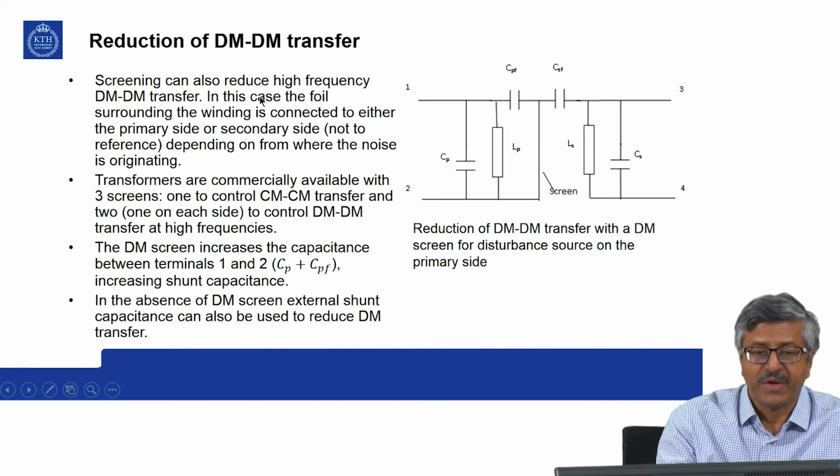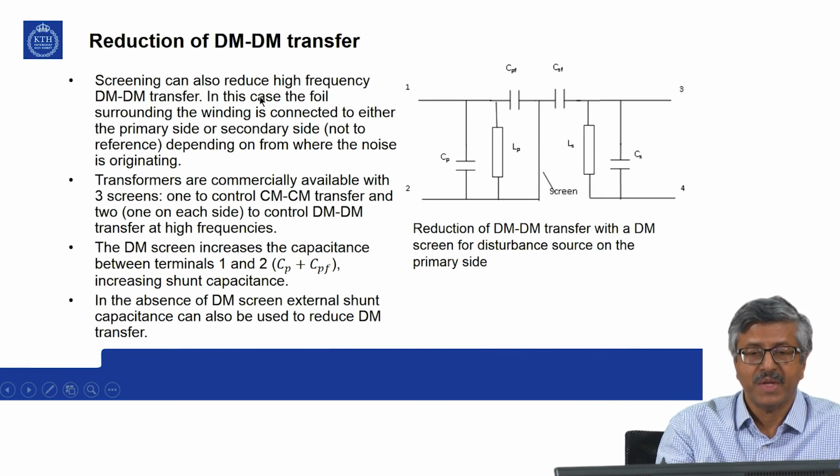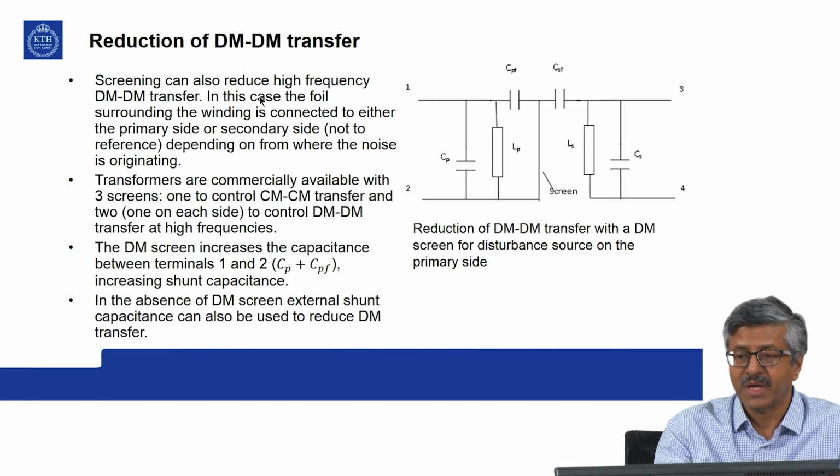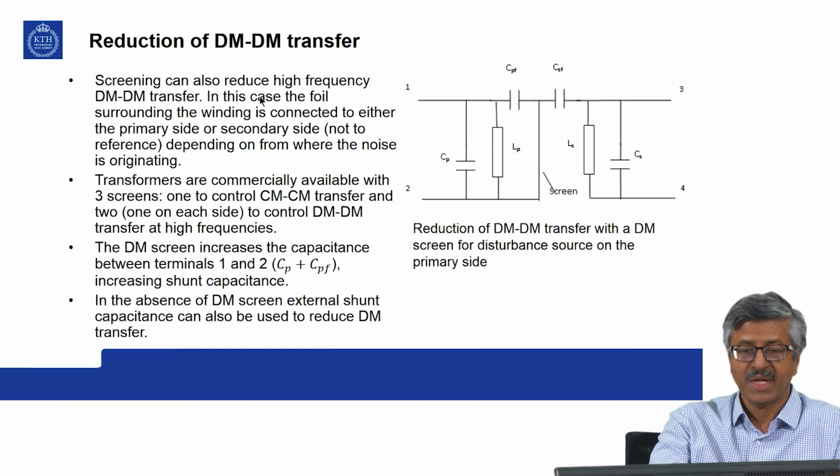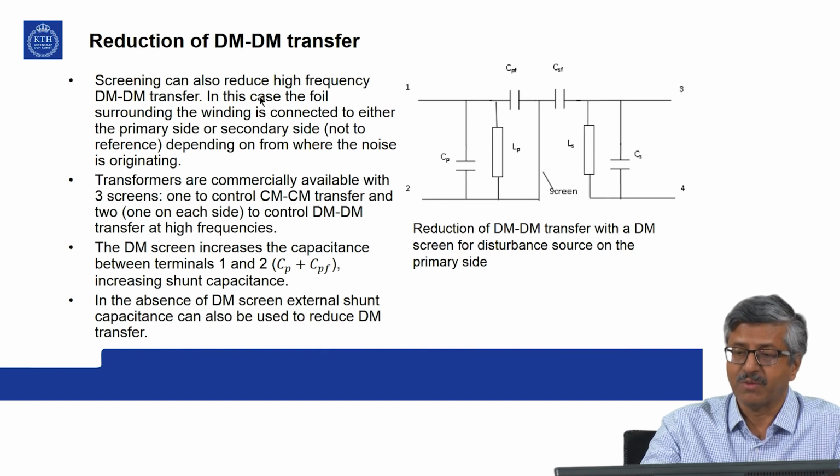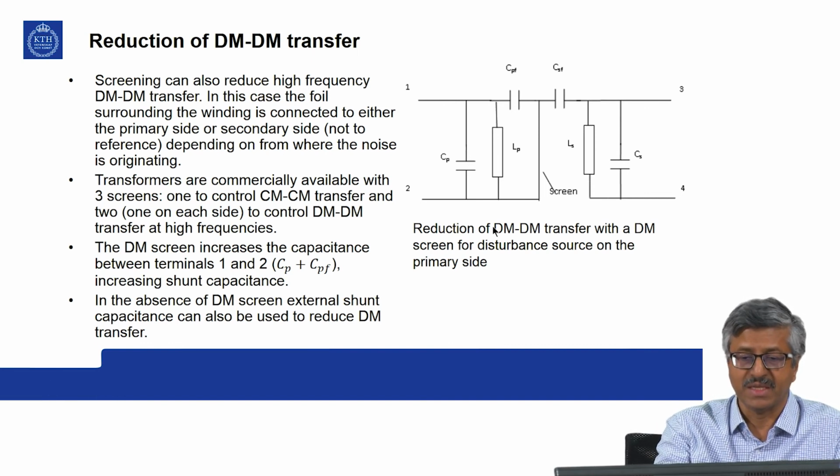Screening can also reduce high frequency DM-DM transfer. In this case, the foil surrounding the winding is connected to either the primary side or the secondary side, and not to the reference, depending on from where the noise is originating. Transformers are commercially available with 3 screens, usually one to control CM-CM transfer and one on each side to control DM-DM transfer at high frequency. So, one to primary and one to secondary, and one for common mode transfer between primary and secondary.